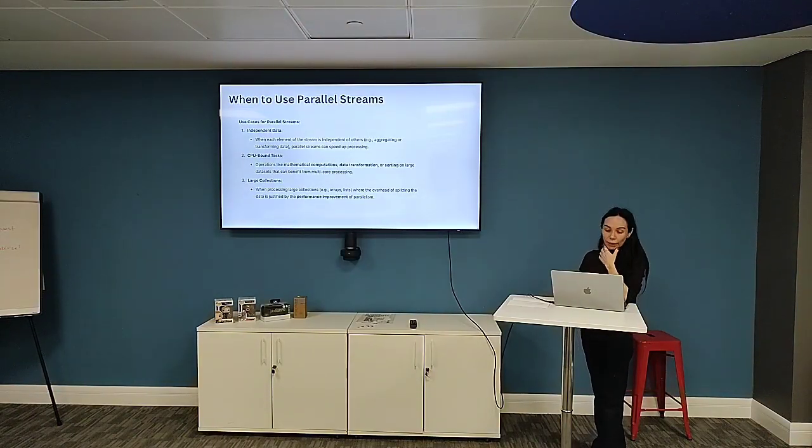So when to use a parallel stream? When there is independent data, CPU-bound tasks, and large collections. It also doesn't work well with shared resources, because otherwise all the threads will wait, and there won't be any improvement from the angle of performance and the advantages of concurrency.